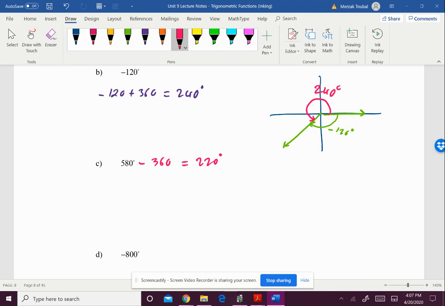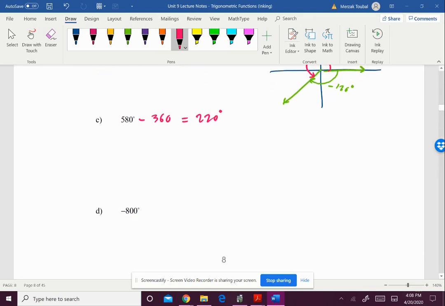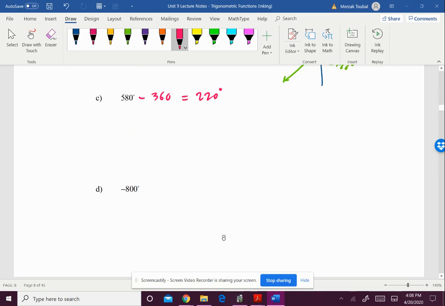So 220 satisfies the condition, which is smaller than 360. In this example C, actually, we can find another angle that is negative. It's because the given angle is 580. So if you do 220 minus 360, you're going to get a negative angle that is coterminal with 580.